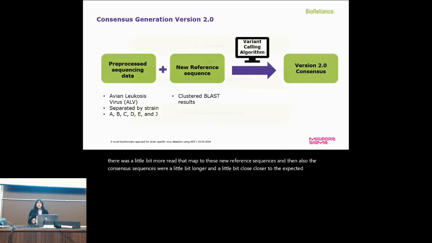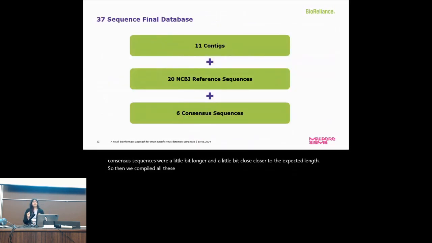So then we compiled all these results into a 37 sequence final database. This database consisted of 11 contigs, 20 NCBI reference sequences, and 6 consensus sequences. We narrowed it down to 11 contigs based on clustering. So we clustered at 99%.